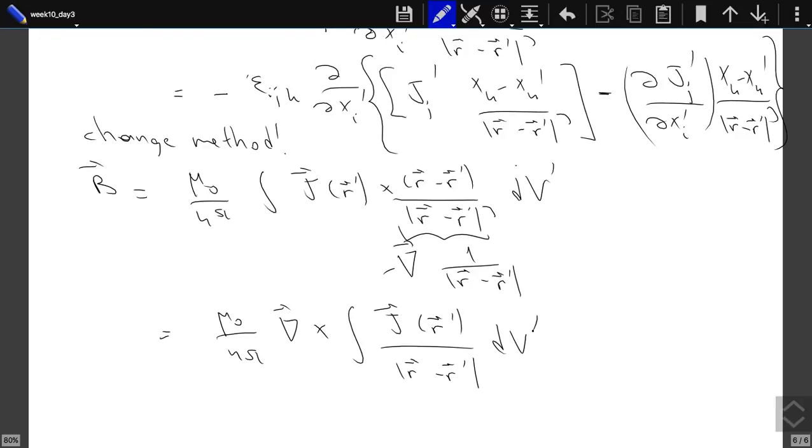Hocam şurada kare olması gerekmiyor mu? Here? No. The potential is just 1 over r. That is the electric field, which is 1 over r squared.